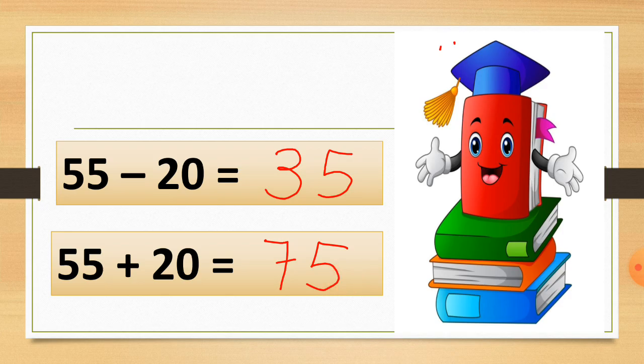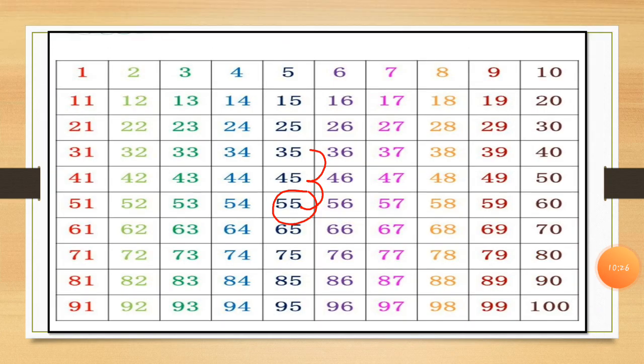Now let's check this answer in the hundreds grid to see if our answer is wrong or right. See students, here is the number 55. You can see this, I circled this number with this red dot. So here is the number 55. Now we have to add 20 to it. So we have to go down 2 steps. We have to go down 2 boxes.